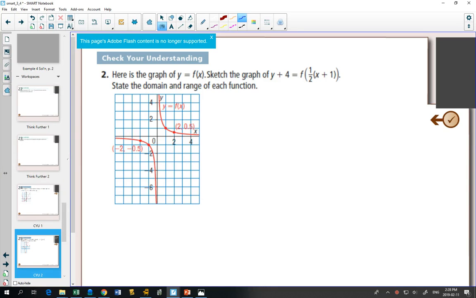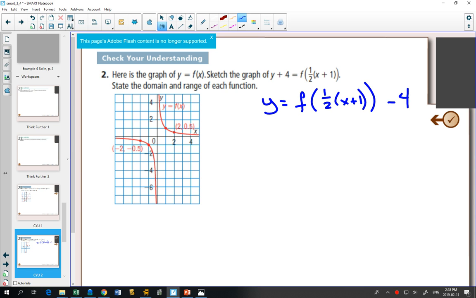And so where we're at right now is we are combining all of our transformations together. This question is in function notation. It says, here is the original graph of f of x, and we want to sketch the graph of the following. The first thing I would do is I would move everything over.